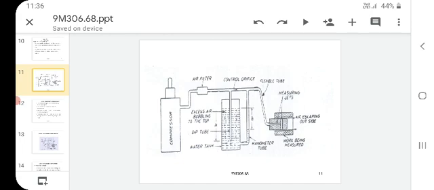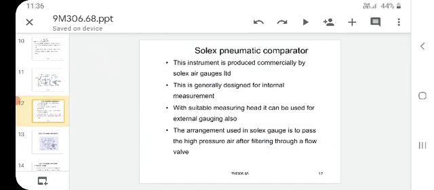Air filter, control orifice, flexible tube, measuring jets, air escaping outside, manometer tube, work being measured, water tank, deep tube, excess air bubbling on the top, air filter compression. Solex pneumatic comparator.